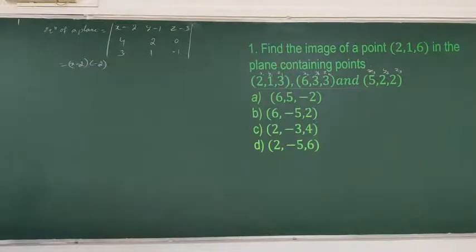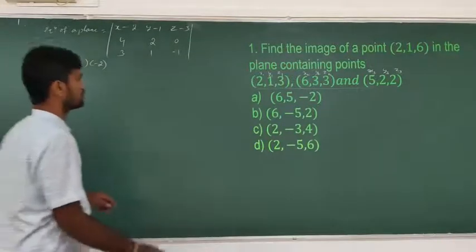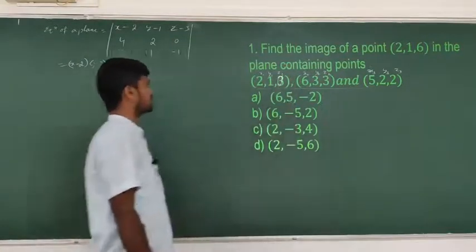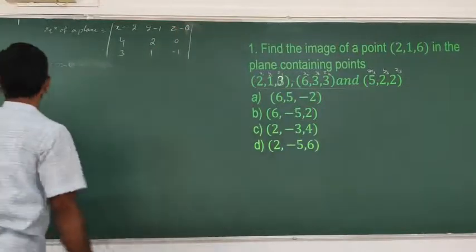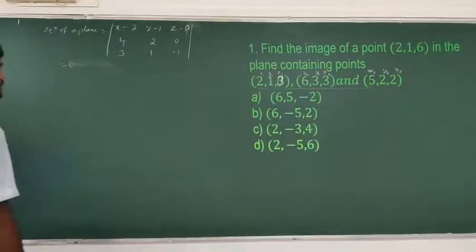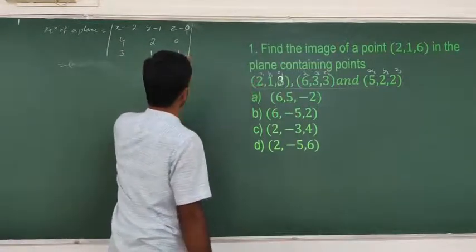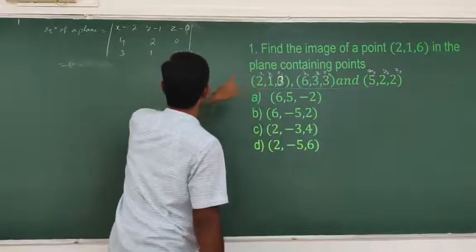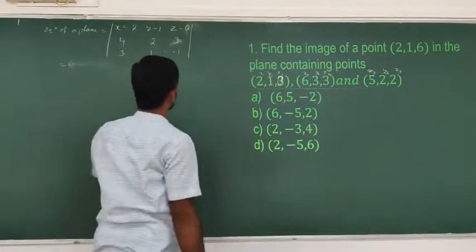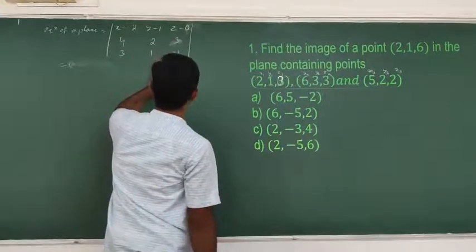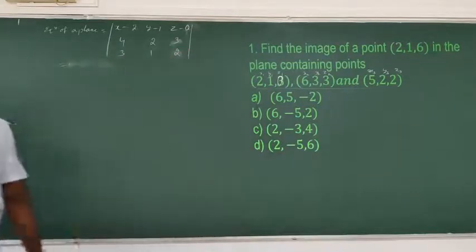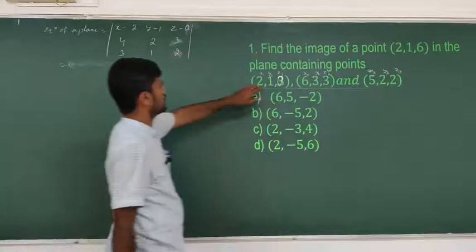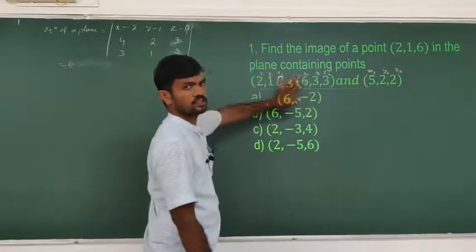Something went wrong, wait. Here the point is 2, 1, 0, not 3, this is 0. Okay, let us take that as 0. Then z minus 0. Then x2 minus x1, 4, 6 minus 2, 4, 3 minus 1, 2, 3 minus 0 is 3. Next, 5 minus 2, 3, 2 minus 1, 1, 2 minus 0 is 2. So the rows are 4, 2, 3 and 3, 1, 2. So the point is not 3; this point is 2, 1, 0.